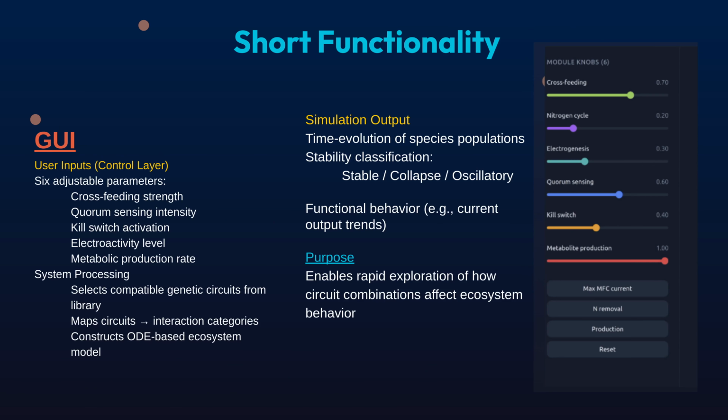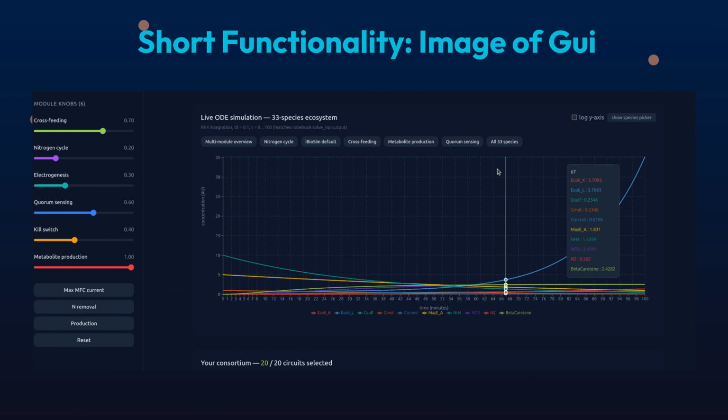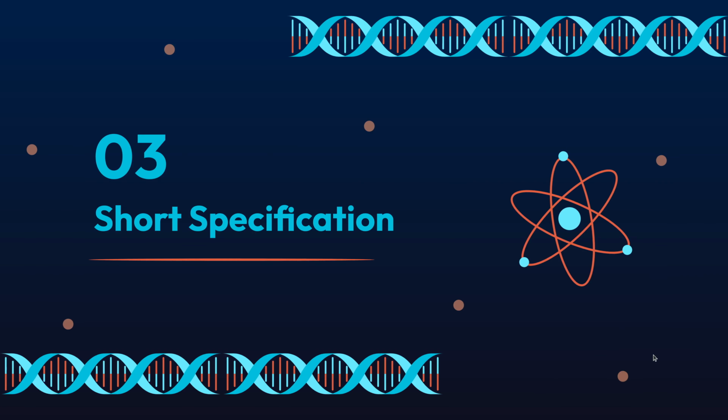For the functionality, there's a GUI with 6 adjustable sliders that you can change to adjust the functionality of the circuits and the populations for the consortium across these different bacterial populations. These are mapped to ODEs that we got from literature, and so you can run the ODEs live, and it enables rapid exploration of how circuit combinations affect ecosystem behavior. And so you can see this is the GUI. We'll go over this a bit more later.